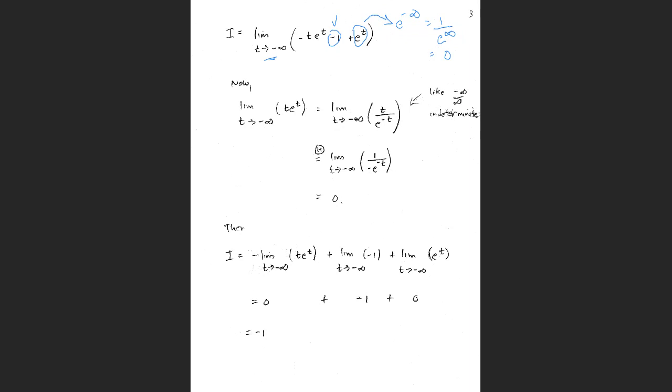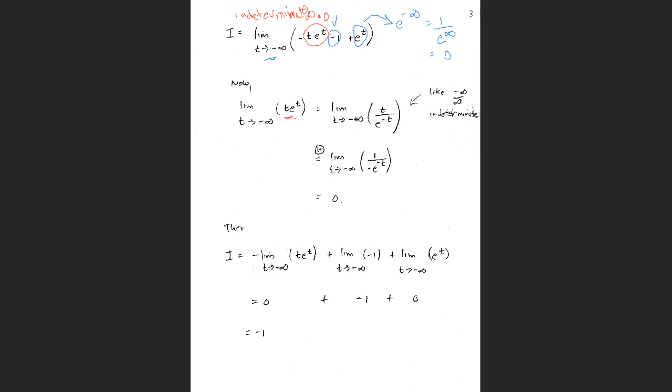But the first limit, I won't worry about the negative. The t is going to negative infinity, and e to the t, as t goes to negative infinity, is going to go to 0. So here you have an indeterminate form: negative infinity times 0. So that means we need to use L'Hopital's rule to help us.